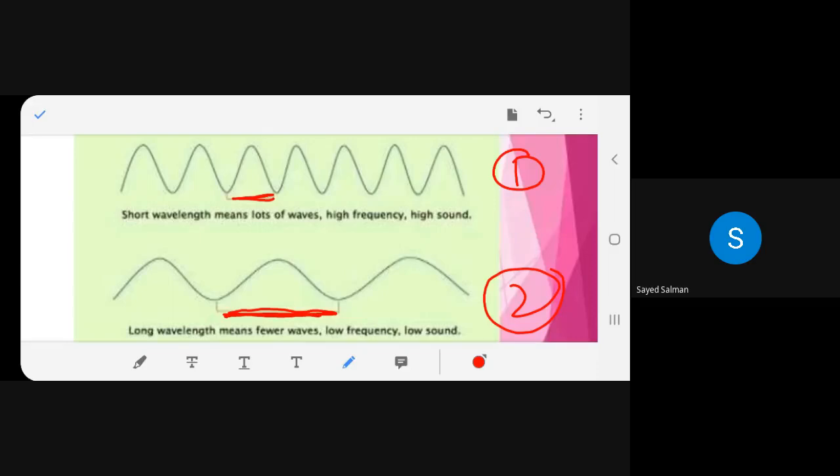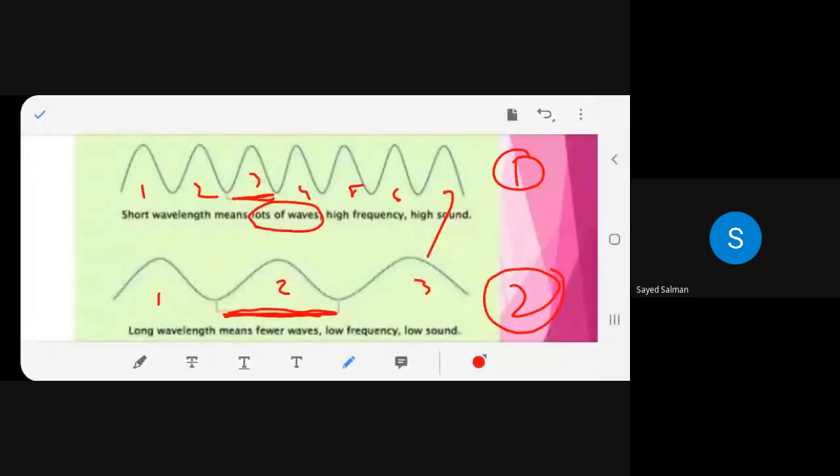This is long wavelength. Now, short wavelength means you just count how many wavelengths there are. 1, 2, 3, 4, 5, 6, 7, right? Here, in this case, it was just 1, 2, and 3. Do you understand? Now, what does it suggest? The short wavelength means lots of waves. Agree? There are so many waves. That means the frequency is high. The number of waves forming is high. Frequency is high, and the sound will also be high.